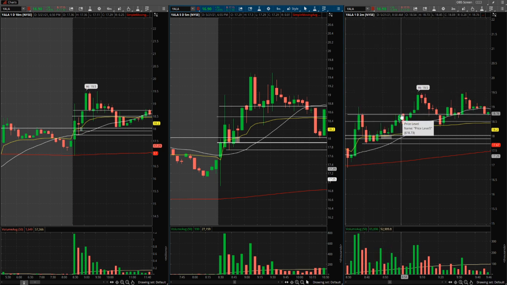I took full profit at these bodies right here, this level of resistance. I actually sold at 18.7. But that was a 70-cent move right out the gate. Oh, it was a beauty.